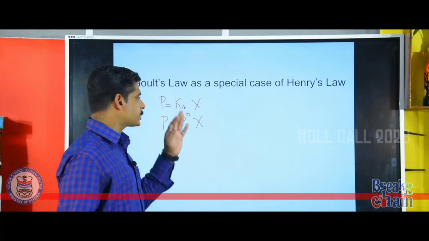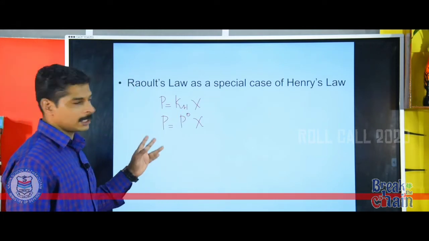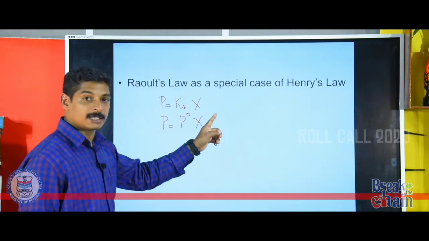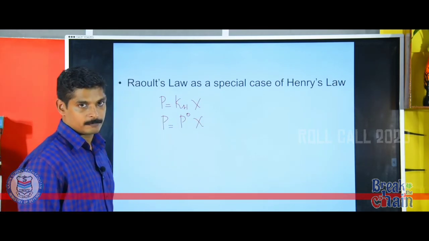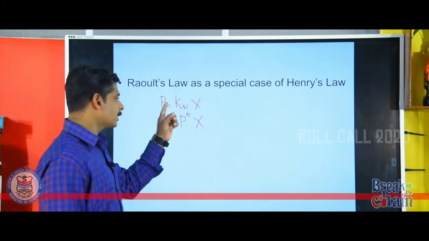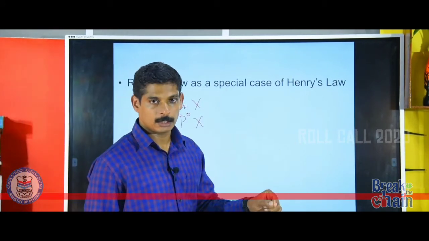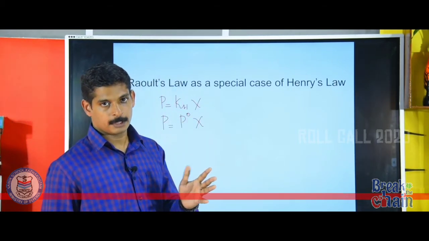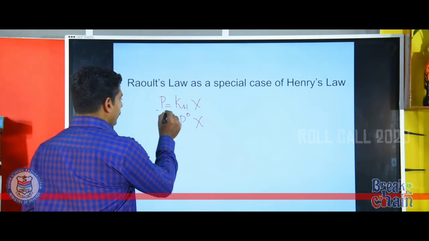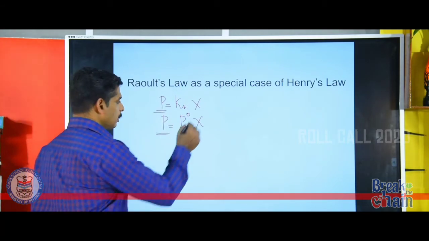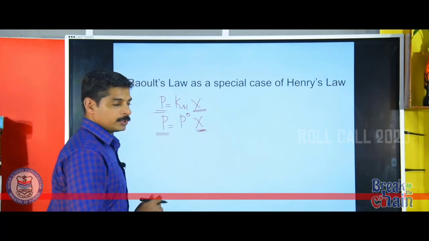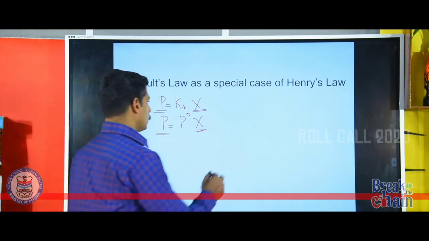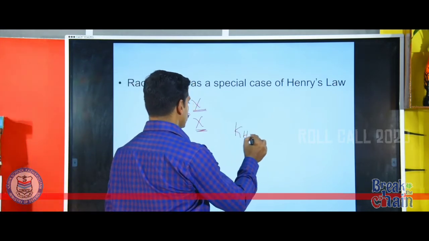Now, if you compare these two equations, both Henry's law and Raoult's law deal with partial pressure and its relation with the mole fraction. The only difference is that one is related to a gas dissolved in a liquid and the other is related to the vapor pressure of a liquid. Both are partial pressures, both are mole fractions, so this can be equated. When can it become equal? It can become equal when Kh is equal to P0.